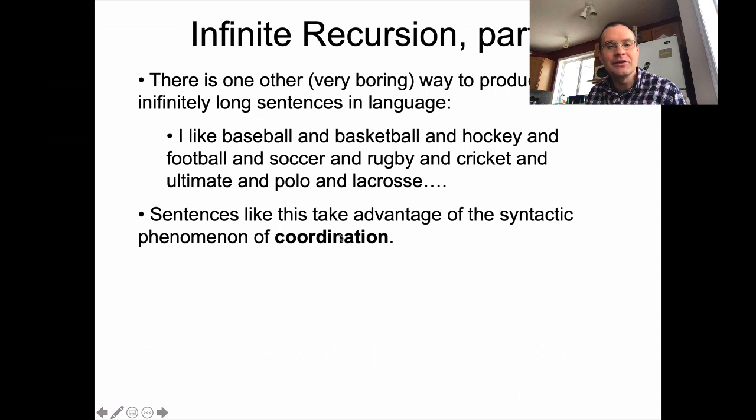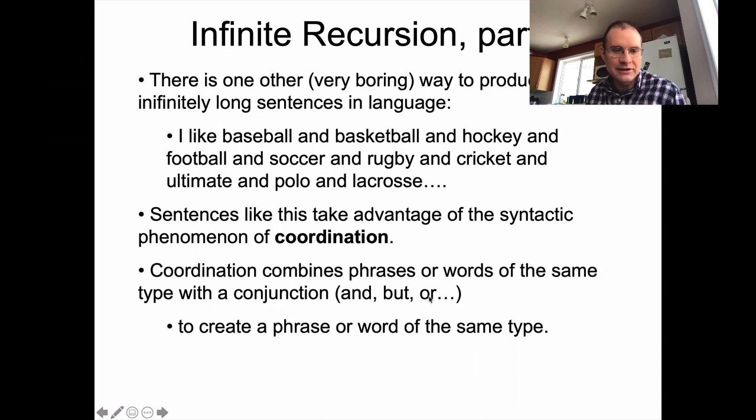So what this is called is coordination, which uses the special lexical category of what's called conjunction words, like and, but, or. When you coordinate in syntax, you combine phrases or words of the same type with one of these conjunction words. And then you create a phrase or a word of the same type out of that.